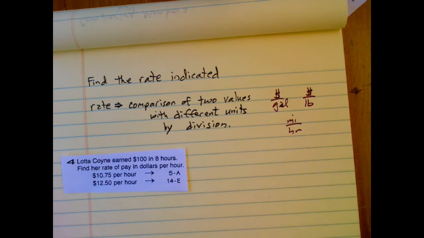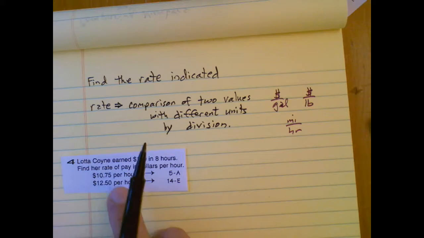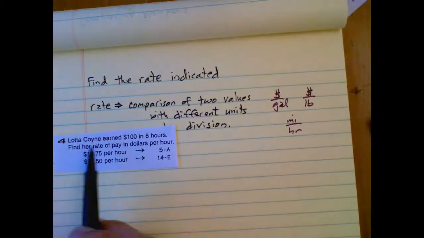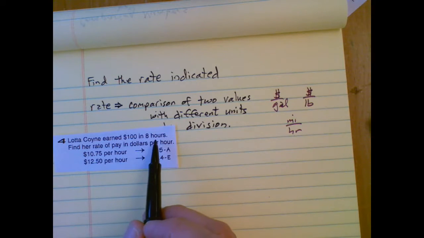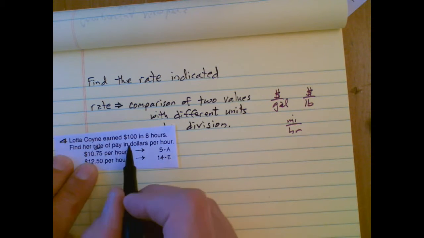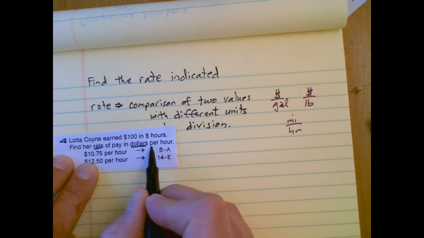So I'm going to work through a couple of examples here in this video. Hopefully it'll be of help on homework. So here's our first example. Lotta Coin earned $100 in 8 hours. Find her rate of pay in dollars per hour.